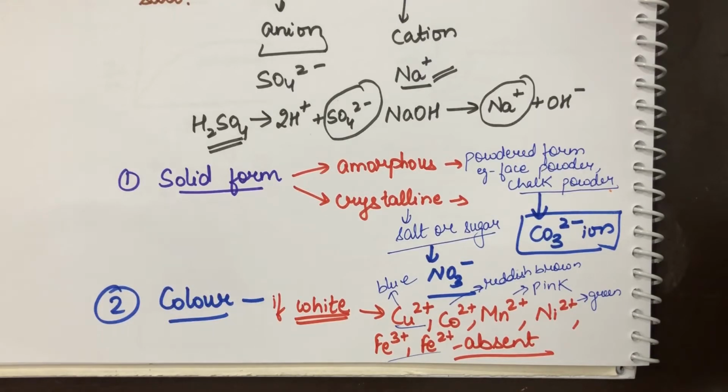So as per the CBSE curriculum, you are only going to be provided with the white salt. And if there is a white salt, you should be sure about this thing, that your copper, cobalt, manganese, nickel and ferrous ions and the ferric ions are absent in your salt. So this is again an indication which will help you in your further analysis of the salt.